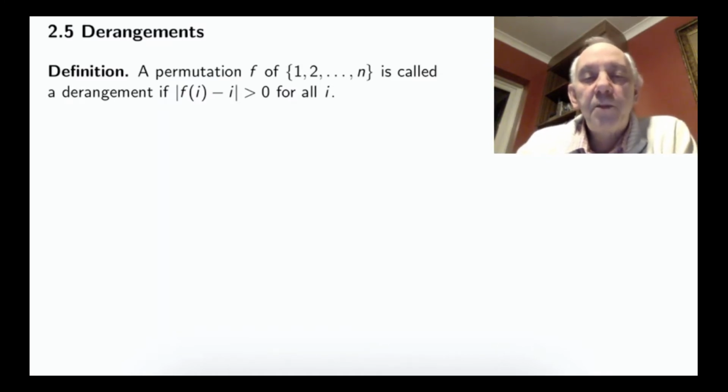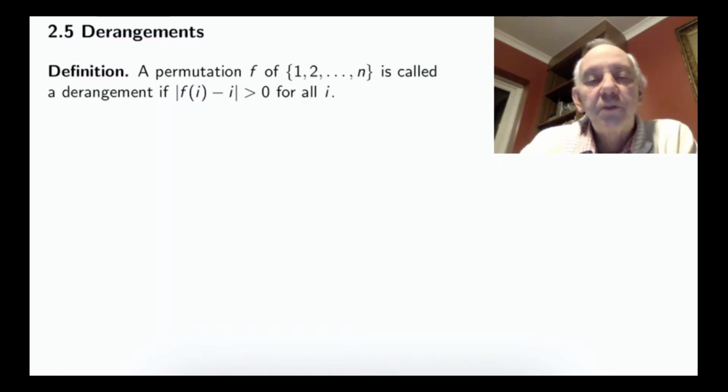So I want to consider a permutation of n objects, which is convenient to label as the integers 1 up to n. And the permutation is said to be a derangement if it moves every single number. So no number is left fixed. One could say there's no fixed point. So one can say that in a positive way: the absolute value of the image of i minus i is strictly positive for every number i. That's the definition of a derangement.